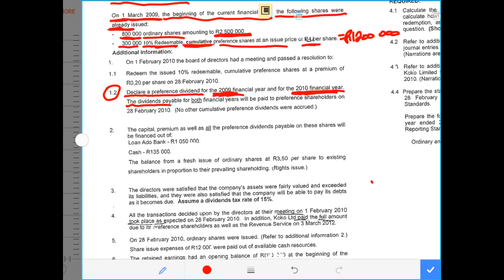Then it says the dividends payable for both financial years will be paid to preference shareholders on the 28th of February 2010. No further cumulative preference dividends were accrued. That means we only have to account for the preference dividends of the year 2009 and the preference dividends of the year 2010, and we combine all of that, then we pay our preference shareholders at the end of the current year, ending 28th of February 2010.